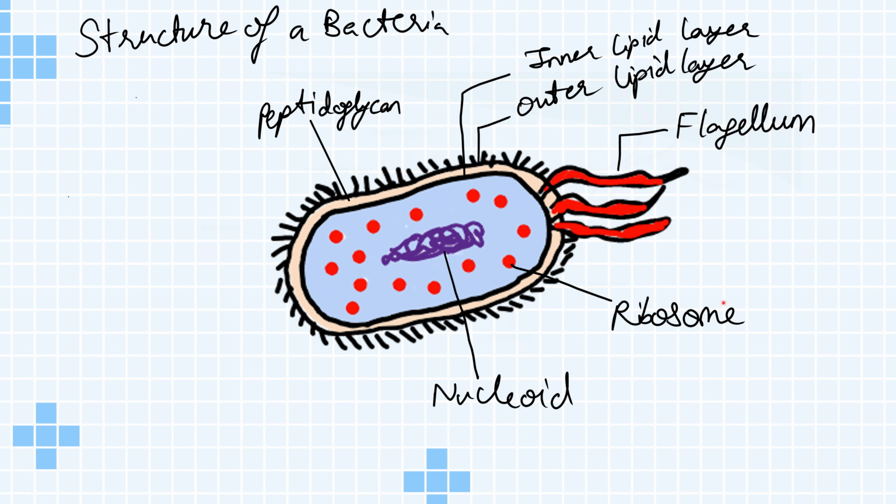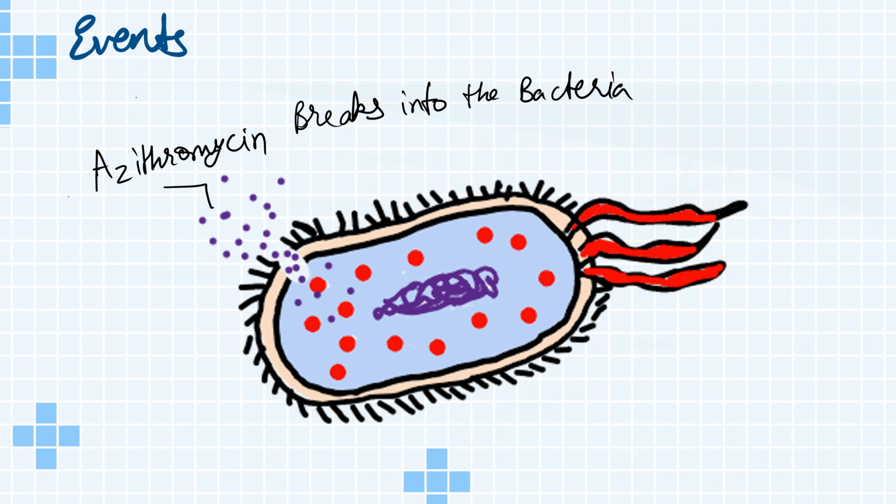Azithromycin mainly targets the ribosomes and stops them from producing proteins. Without protein production, the bacteria cannot grow and survive properly. Azithromycin first enters the bacteria cell. After entering, it travels inside the bacteria and reaches the ribosomes. This is the beginning of its action against the bacteria. Once inside, it starts interfering with protein production, which weakens the bacteria and prevents further growth.